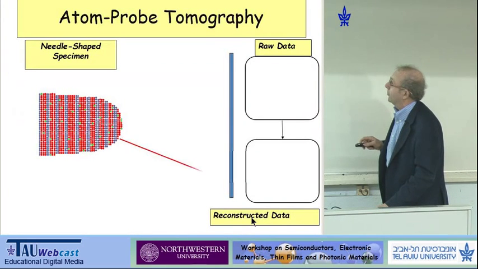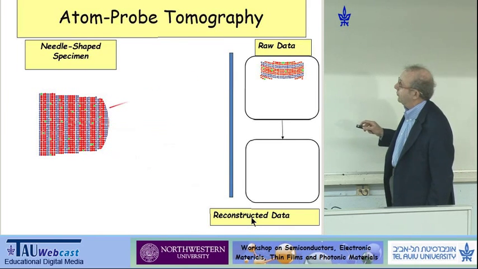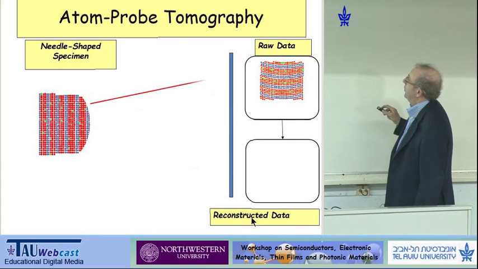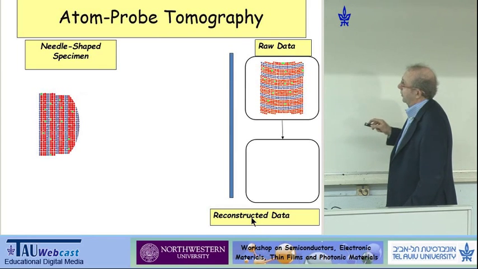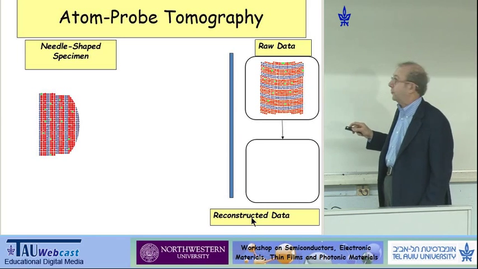Here is an example of how it works. Here is a multi-layer of red atoms and blue atoms with some green impurity atoms. And this basically is what you see on the monitor during the course of an experiment. This curvature is due to a geometric effect. The distance between the nanotip and the detector here is about 80 millimeters. It's a very short flight path.